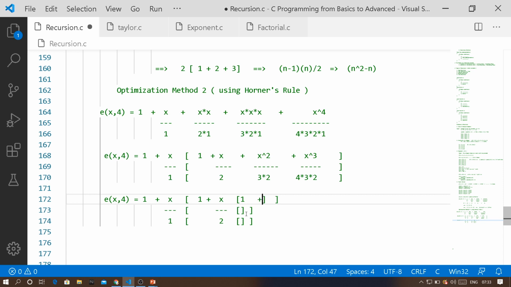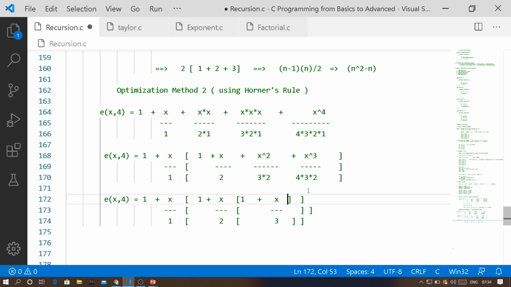plus, what is the second term? x square divided by 3 multiplied by 2. So when I take x outside from x square, what will happen? The remaining term is going to be x. What is going to be the denominator? Denominator is 3 multiplied by 2, from which I have taken 2 outside. So the remaining term is going to be 3. So this term is completely going to be x divided by 3.